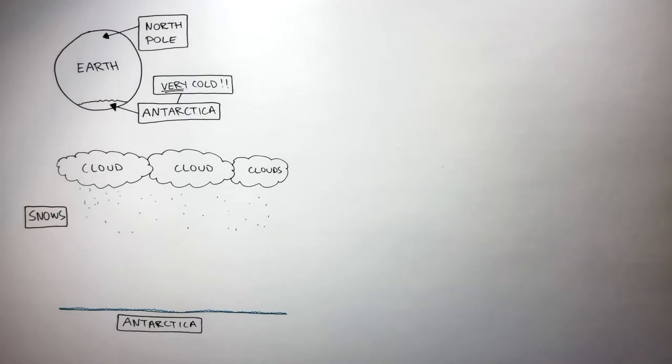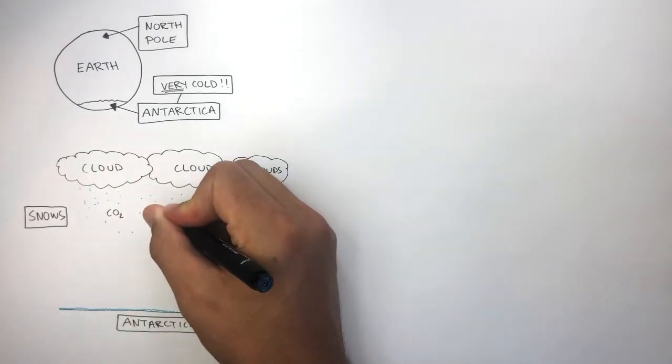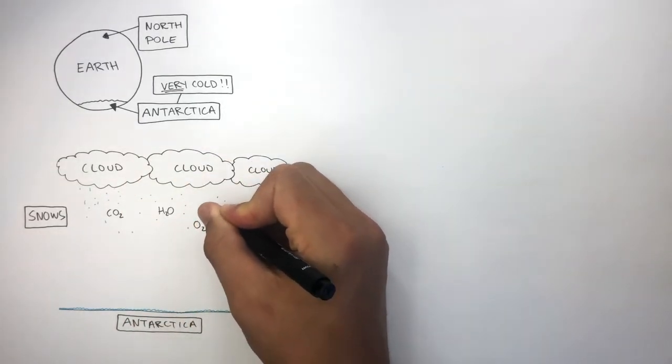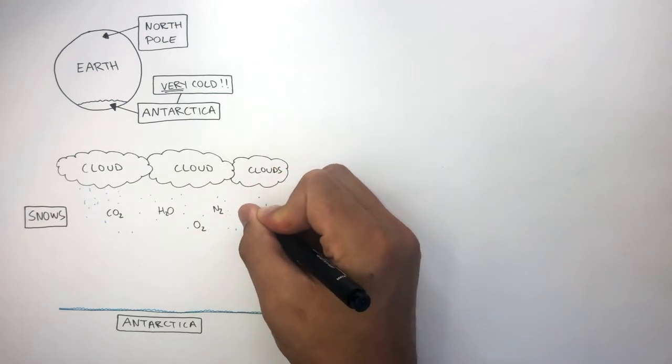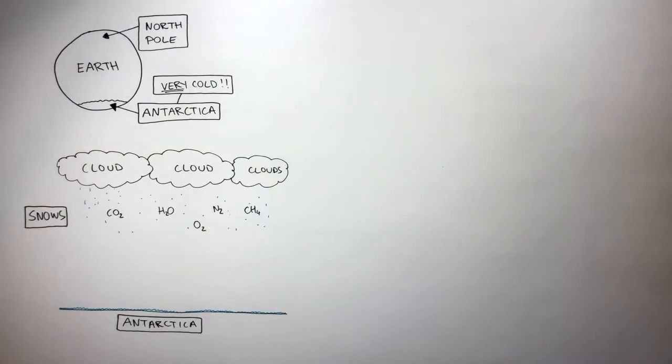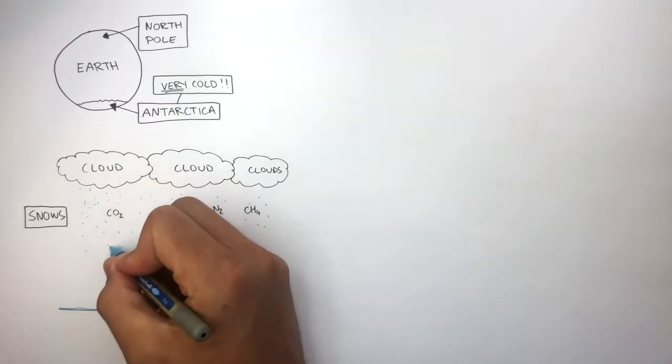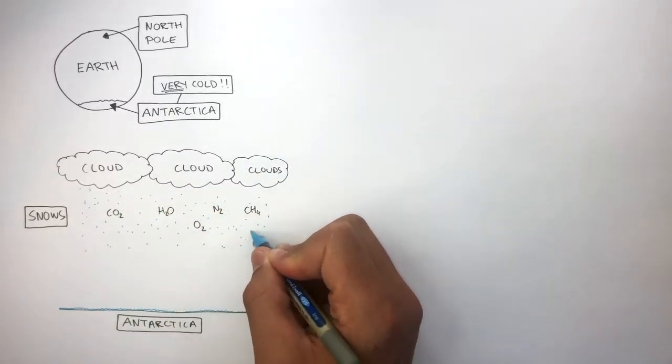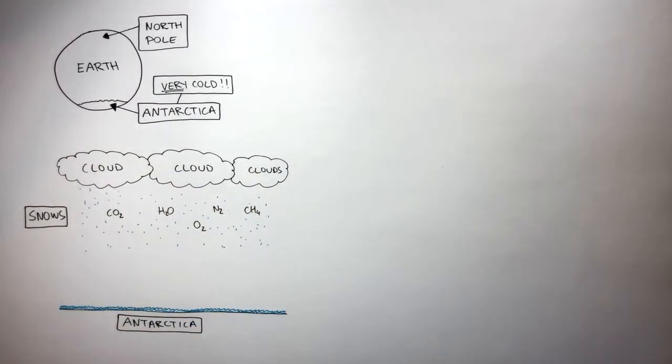As we already know, the atmosphere contains gases such as carbon dioxide, water vapor, oxygen, nitrogen, and methane. So what happens is the air gets trapped in the snow, and as the snow falls and builds up on the ground, whatever the gases in the air were at the time, that air is now trapped in that layer of snow.